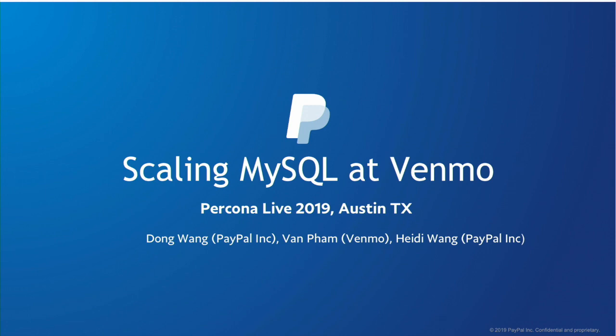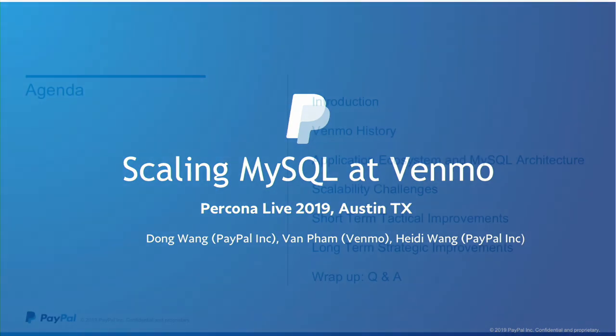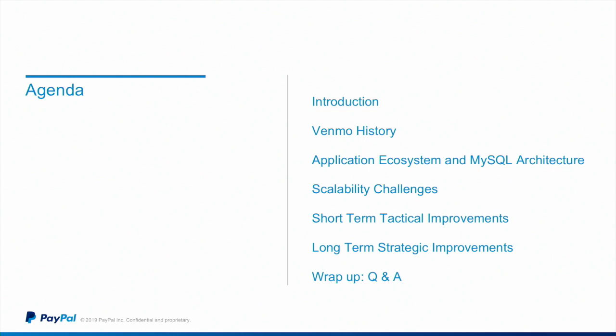And today we are going to talk about how we scale the MySQL systems at Venmo, specifically addressing this year's scalability challenges. Before we start talking about the MySQL specific stuff, we want to go through what we are going to cover today. We'll have a very brief introduction about Venmo and what it does as a business, and we'll survey the Venmo history, covering the application ecosystem and MySQL architecture, and also describe the challenges that we face this year on the scalability side, and the short-term and long-term improvements that we made throughout the activities that we have done from late last year. And we'll wrap up with a Q&A session.